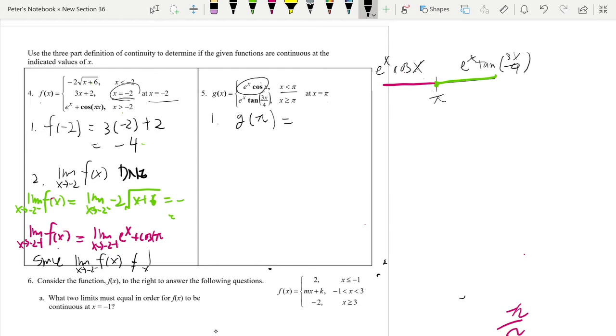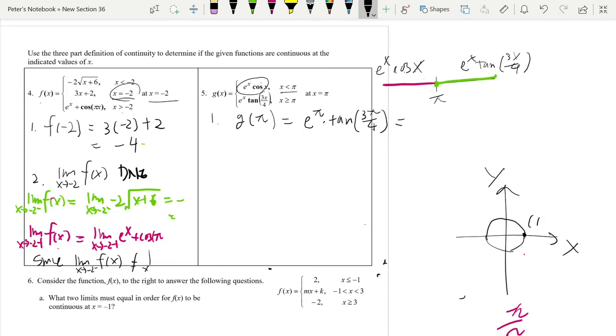So g of pi here, you have e to the pi times tangent of 3 pi over 4, right? And tangent of 3 pi over 4, how do you find that? Again, unit circle here. I erased the previous one here. It was 1, 0, 0, 1, right? And then there's going to be negative 1, 0, 0, negative 1. That might help us out.